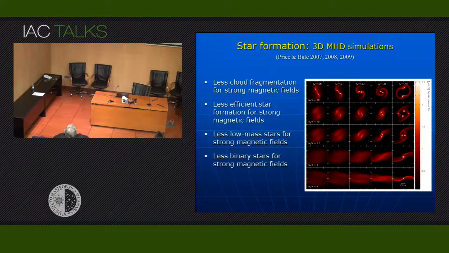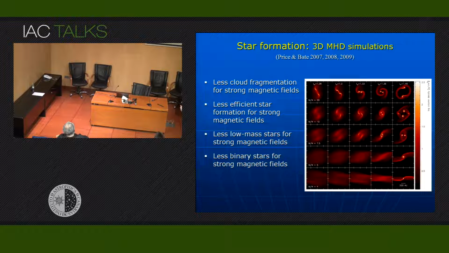I just mentioned two theoretical papers showing that magnetic fields really play a role. This is the star formation simulations by Price and Bate, a series of papers. They showed that cloud fragmentation and star formation is really affected. So this is somewhat related to what I said in my previous talk, that magnetic field affects star formation, although we are not completely sure how.